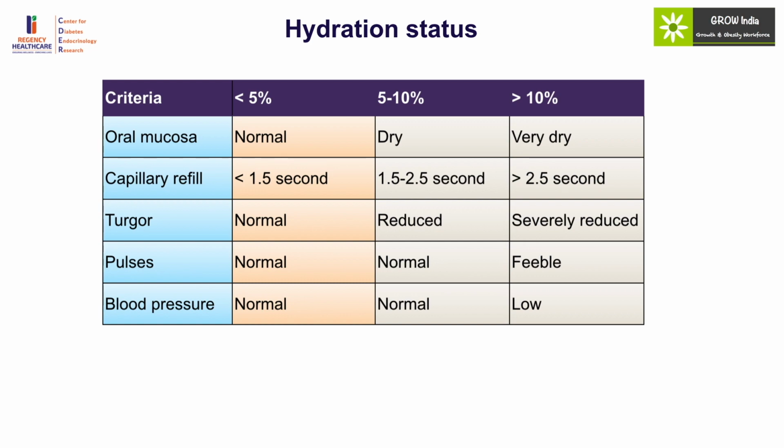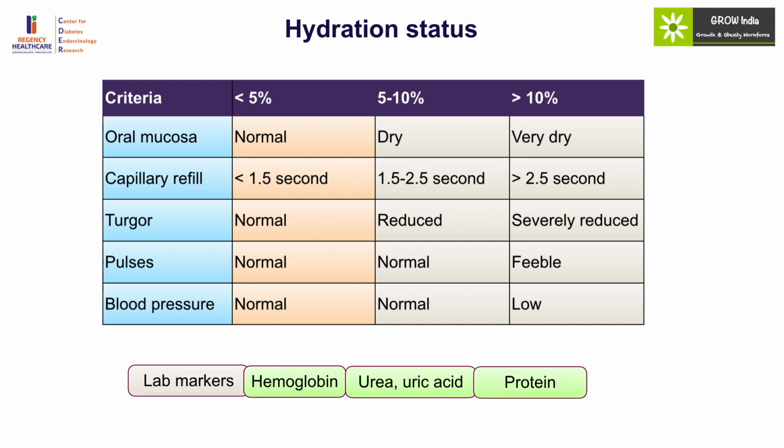Because clinical assessment of dehydration may not be appropriate in many situations, one may consider looking at lab markers like hemoglobin, urea, uric acid and protein, along with anemia, to assess the level of dehydration in diabetic ketoacidosis. One needs to be very careful in individuals with DKA who present with shock, because as discussed earlier, counter-regulatory hormone excess does not really result in development of shock in DKA.